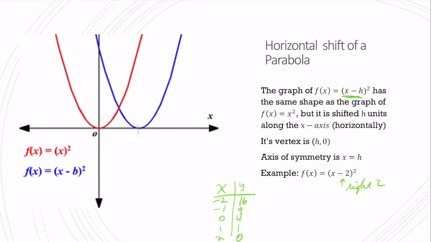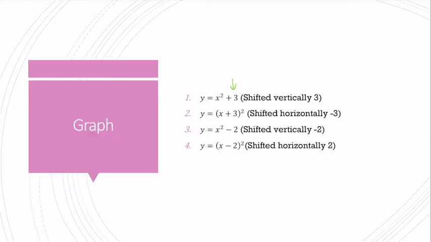So here are some equations that I want us to see. f of x equals x squared plus 3. This is a graph shifted vertically 3. If I wanted to shift my graph horizontally, like negative 3, this would be shifted to the left. I'd actually add. If I want to shift my graph vertically, I'm going to subtract 2. So this is shifted down, whereas this one's shifted up. Shifted horizontally a positive 2, this is shifted to the right.